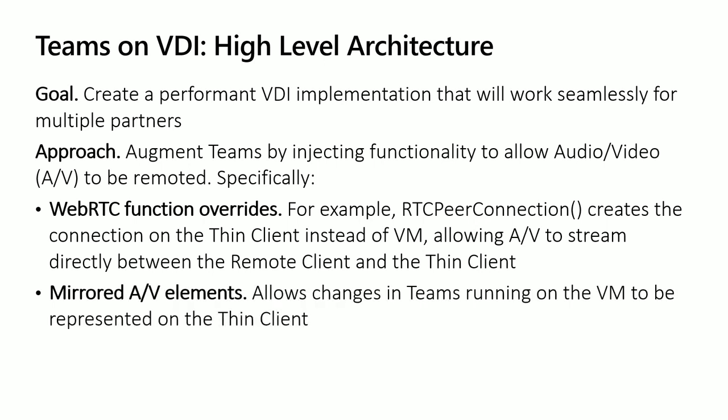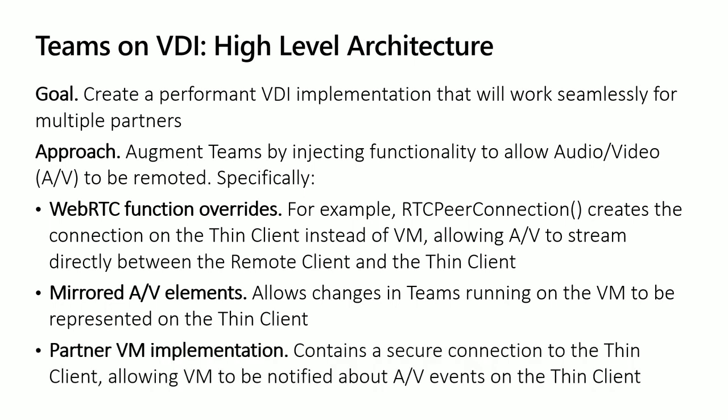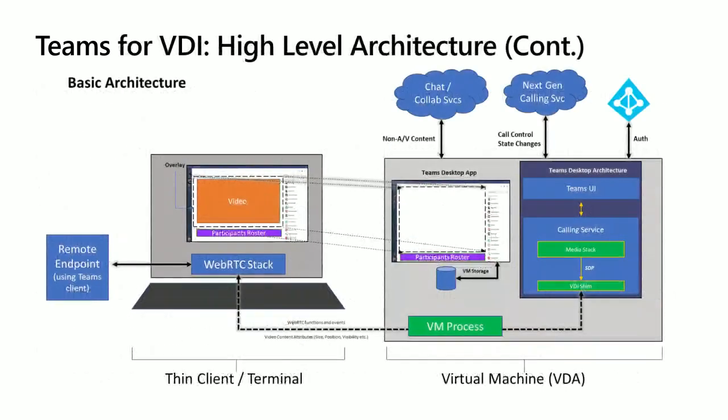There's also mirrored audiovisual elements. So that's what allows changes in Teams that is running on the virtual machine to be represented on the thin client, okay? And then there's the partner VM implementation, which is specific to the partner, of course, and that's what contains the secure connection to the thin client that allows the virtual machine to be notified about AV events on the thin client. So that's a lot of words now. Let's see some pictures, see if we can understand it here.